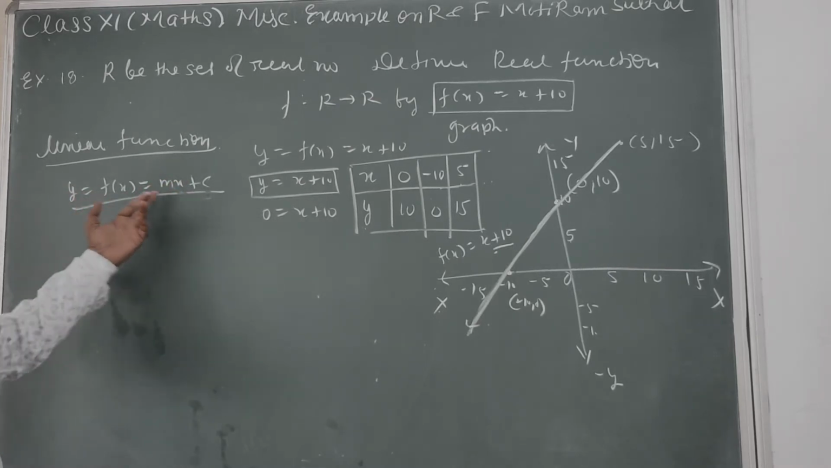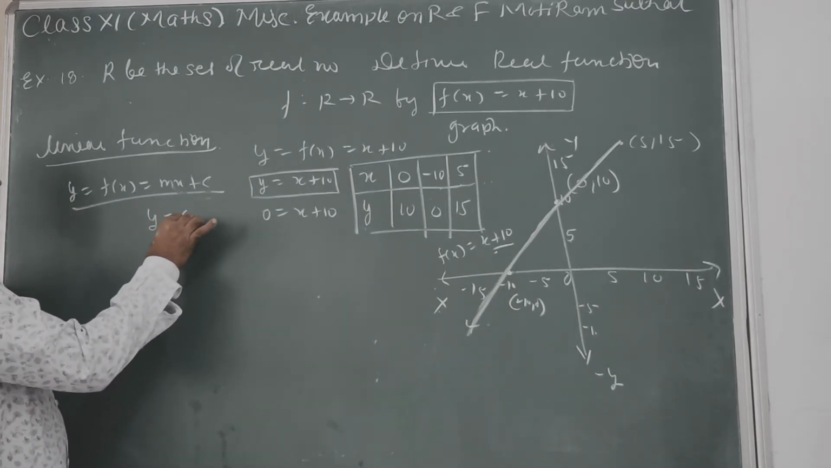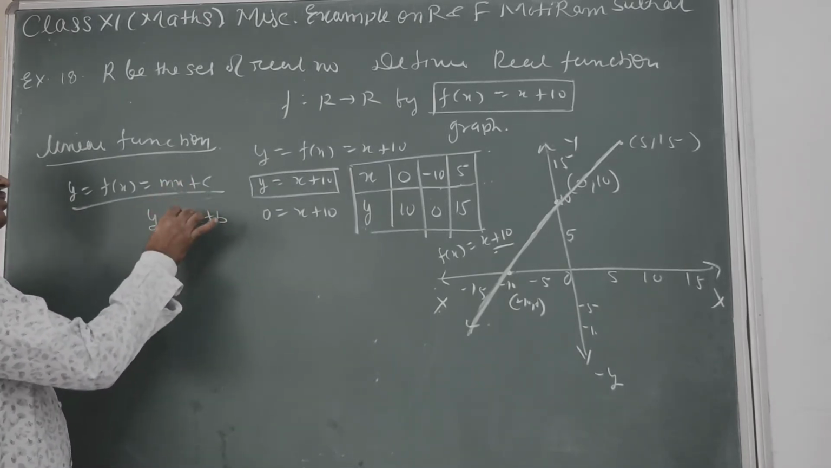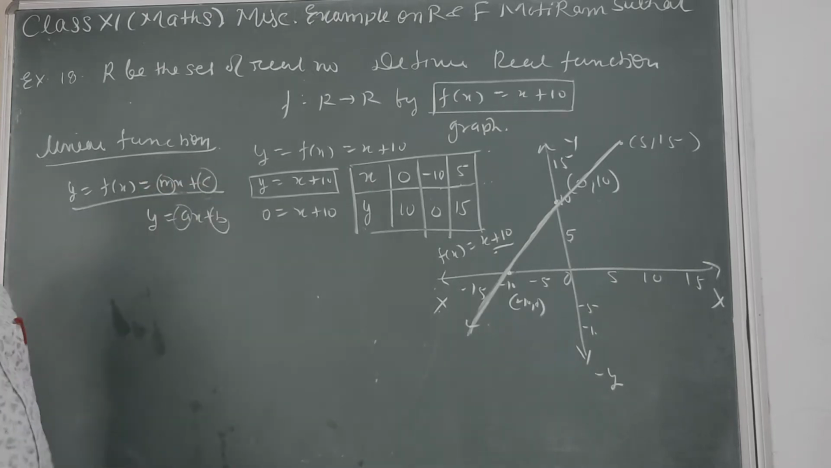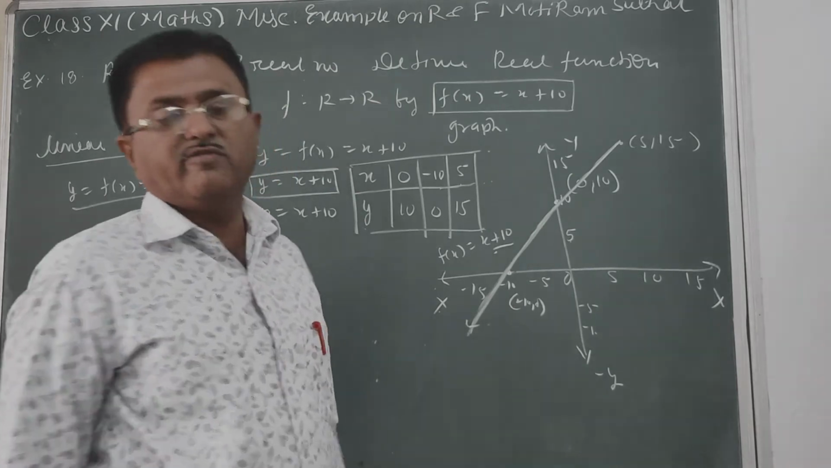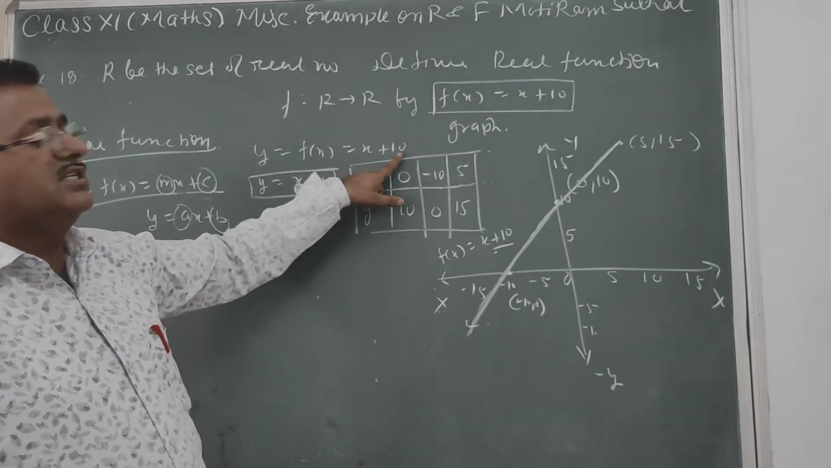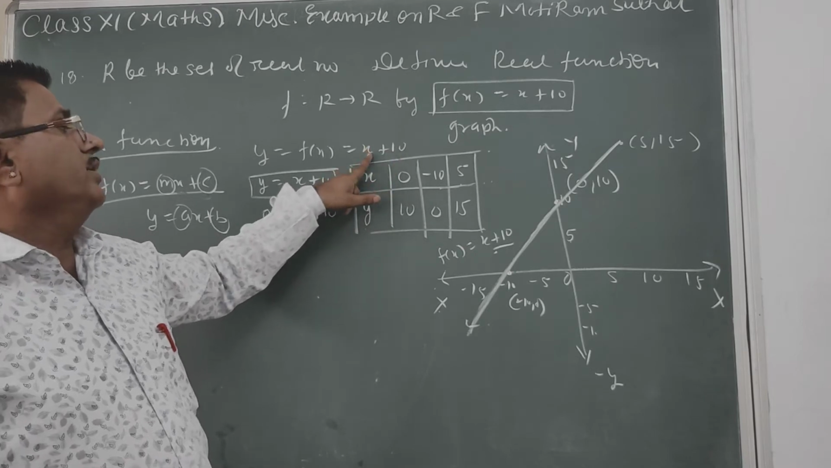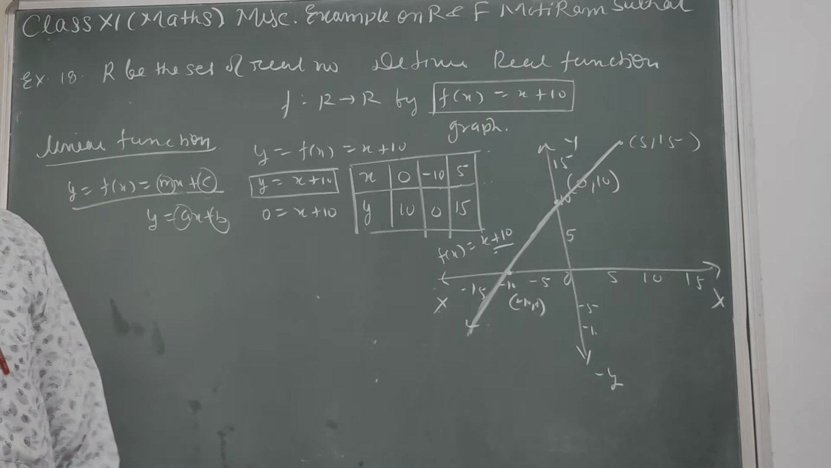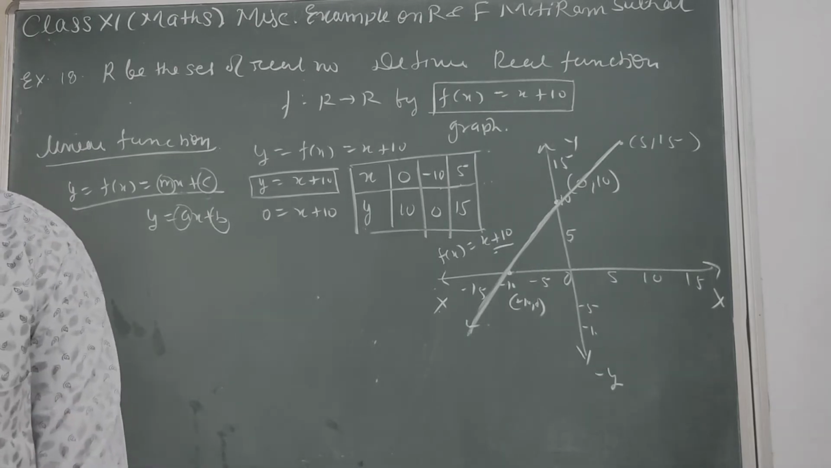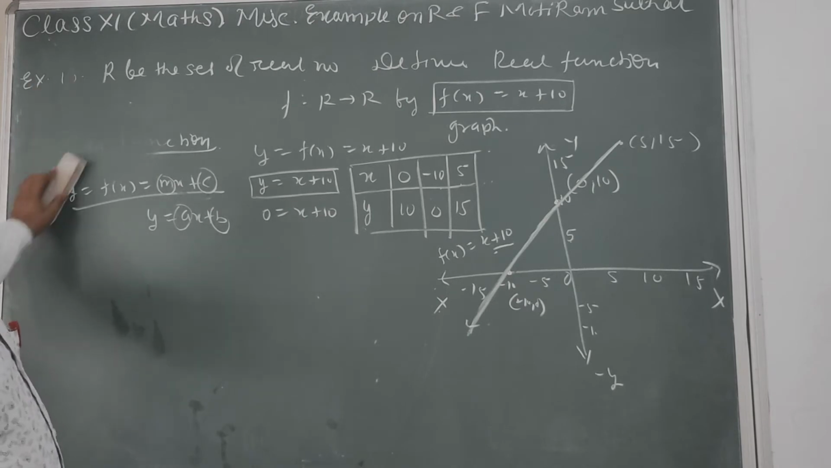So any function in the form of y equal to mx plus c, or you can write y equal to ax plus b, where a, b, m or c are constants. They may be different for different functions. Like in this function, m equal to 1, c equal to 10, or a equal to 1, b equal to 10. In this way, we can define a linear function. Is it clear? Now next, example 19.